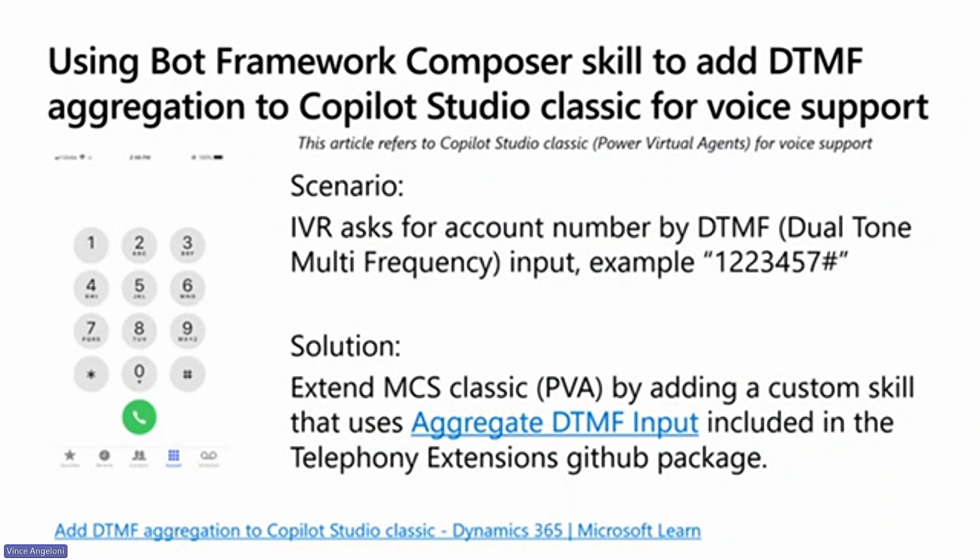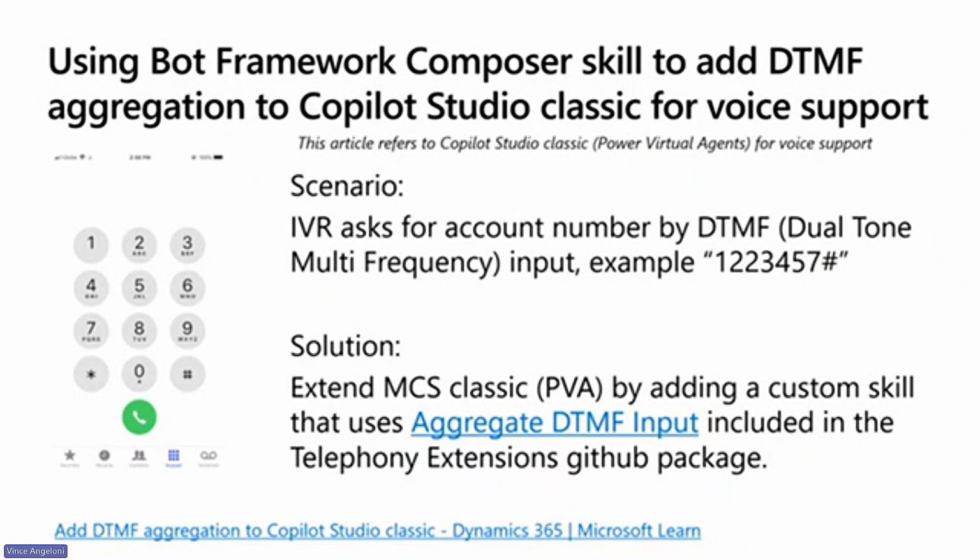Imagine, for example, the IVR asks the customer to enter the account number, 7 digits by phone pad, for example 1, 2, 2, 3, 4, 5, 7. In this case, using Power Virtual Agent, PVA just reads the first digit only.